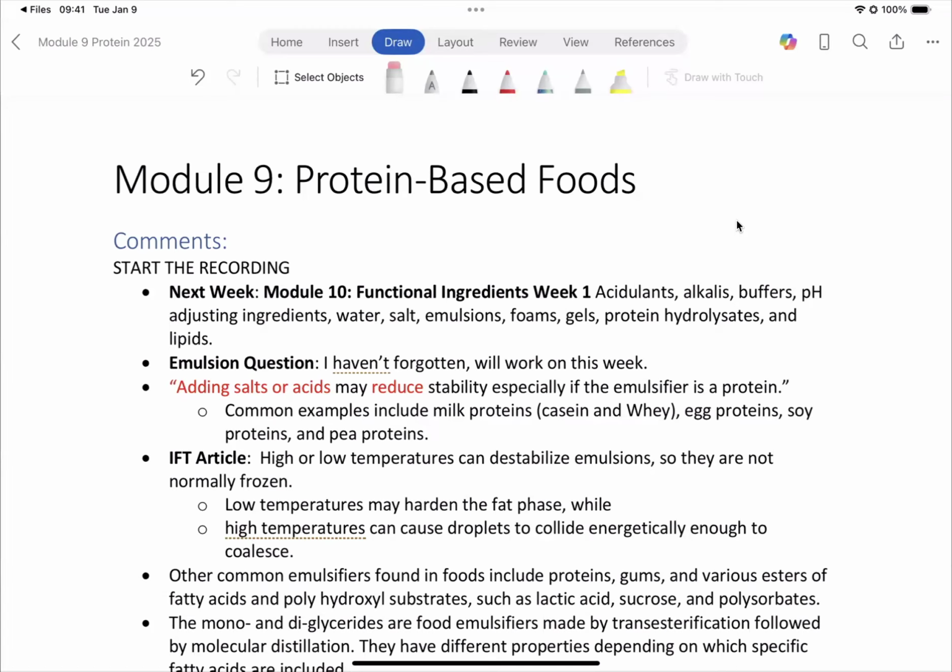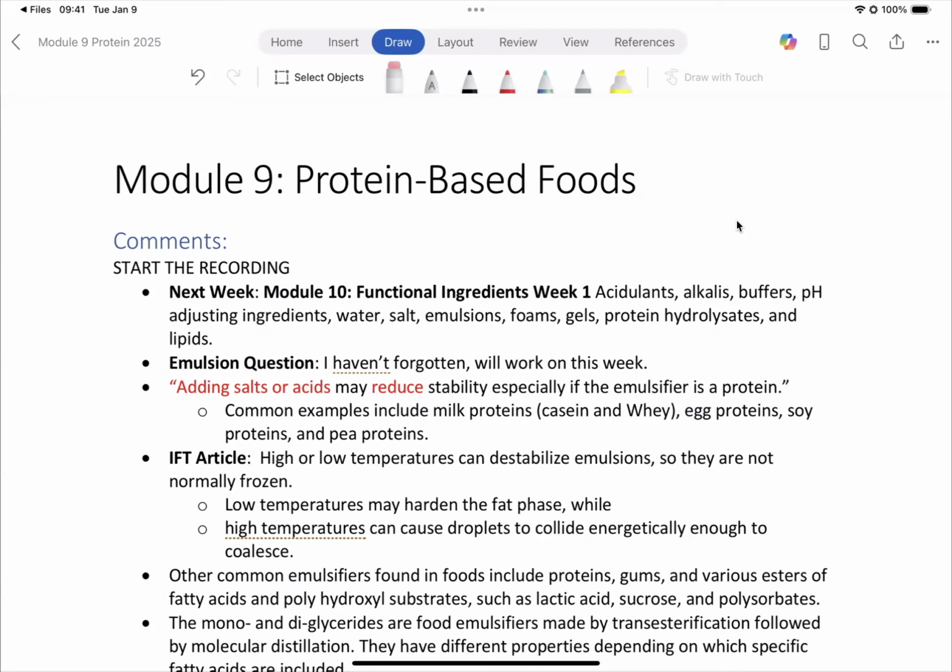Okay, so let's go ahead and start. So this is module 9. Next week will be functional ingredients, those like additives and things. Specifically, we're going to talk about acidulants and alkalis, or acids and bases and buffers, and pH. And what's the difference between pH and titration, and a little bit about those. We'll also talk about water and salt. And maybe we'll go back to emulsions again, God forbid.